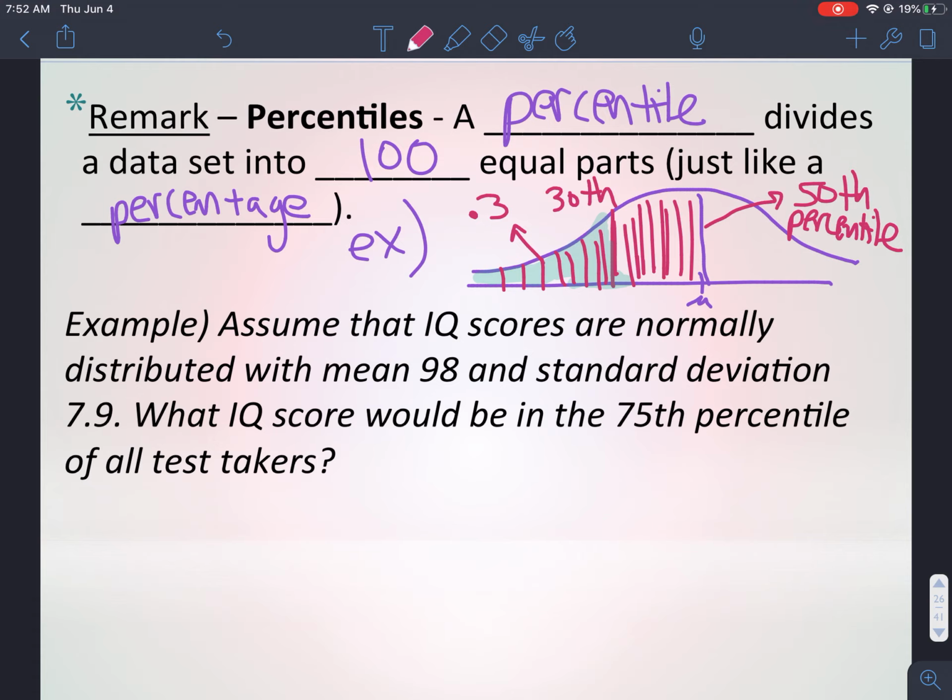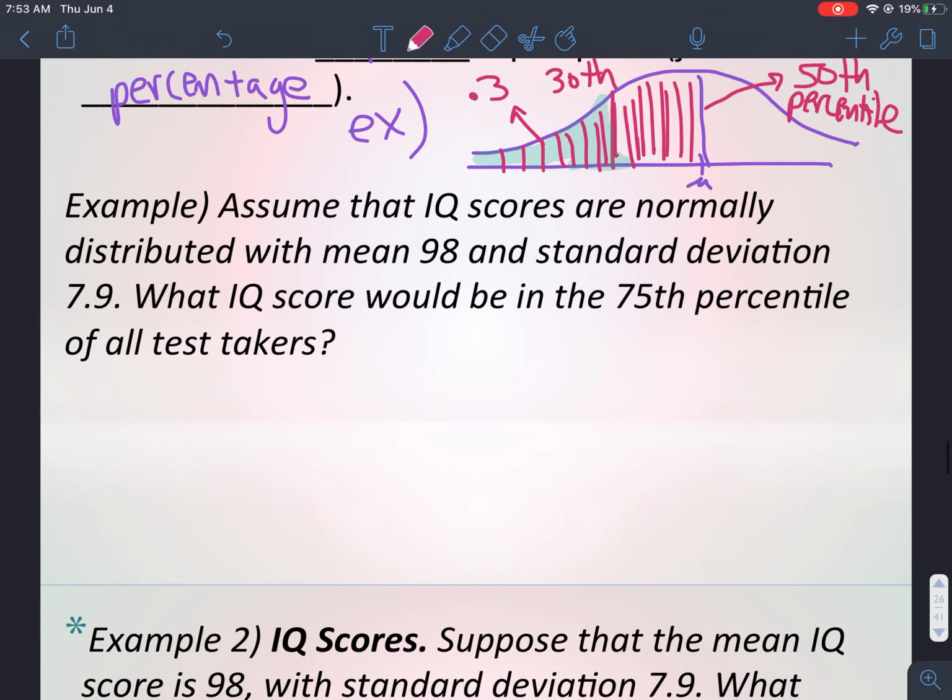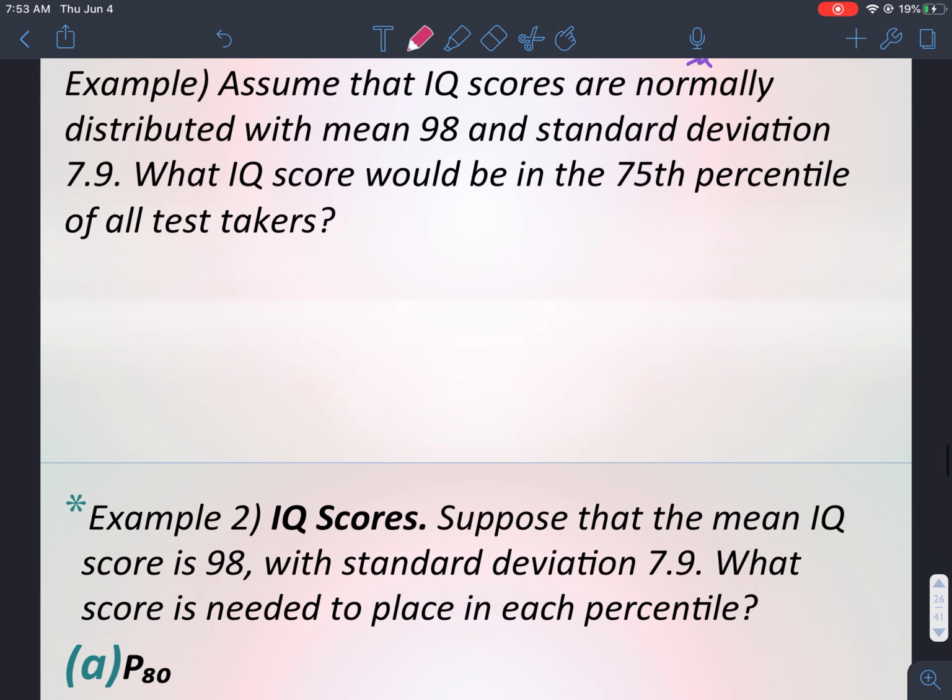Assume that IQ scores are normally distributed with a mean 98 and standard deviation 7.9. It does turn out that IQ scores in real life are actually normally distributed, so this is a good example. What IQ score would be in the 75th percentile of all test takers? The first thing I'm going to do, just like my other problems, is to draw a bell curve. The mean is 98. The standard deviation is 7.9.